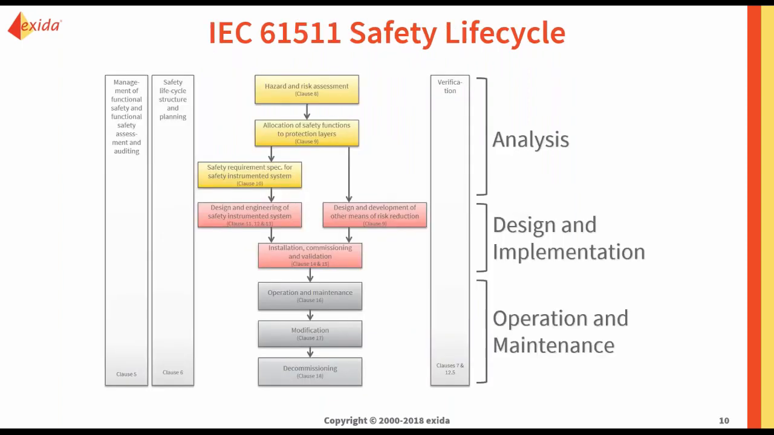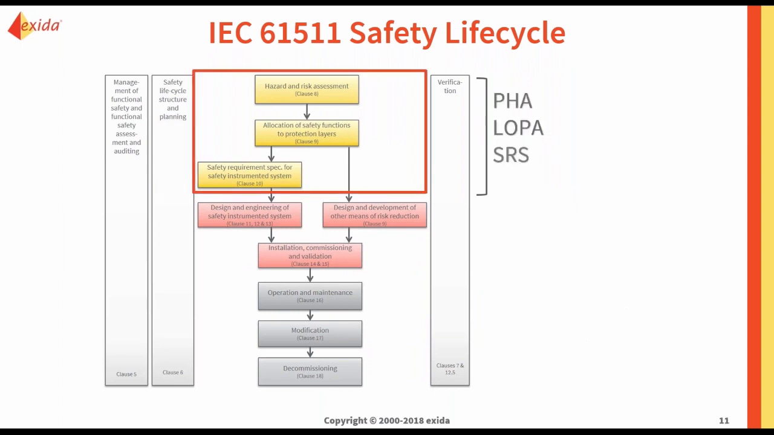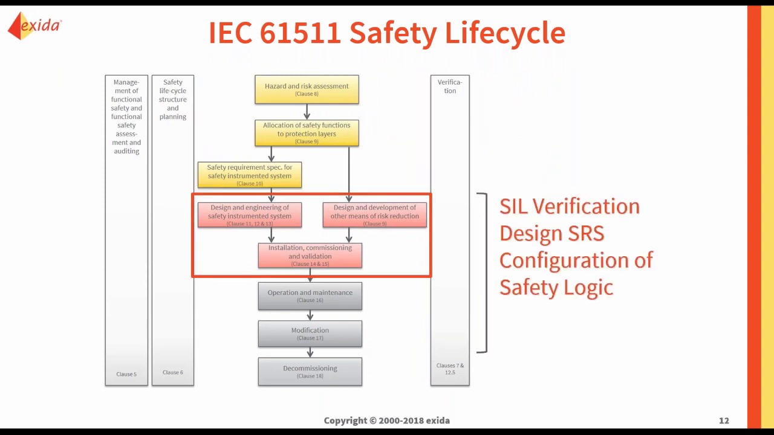If we go back and break this up into pieces, we know we have the analysis, design, and operation and maintenance phase. And as I said in the last webinar, we went over PHA, LOPA, SIL selection, and SRS. This time, we're focusing on, as the life cycle itself says, design and engineering of the safety instrumented system, design and development of other means of risk reduction, and then installation, commissioning, and validation. Well, how do we sum that up? You need to do your conceptual design and SIL verification, communicate it in the design SRS, and some of that implementation is configuration of the safety logic.